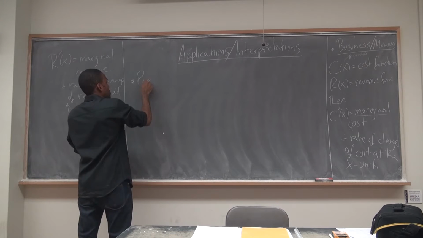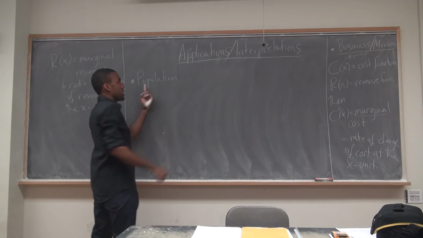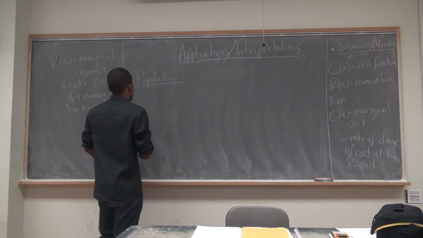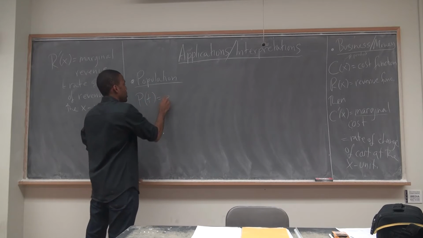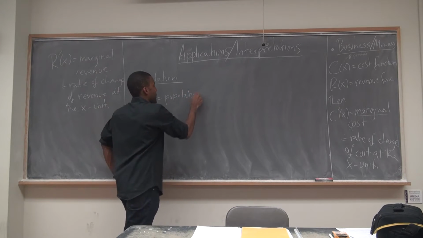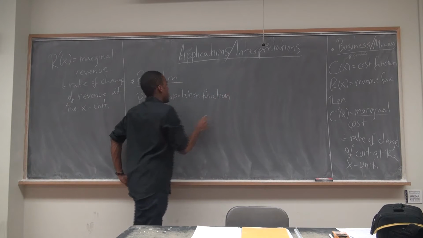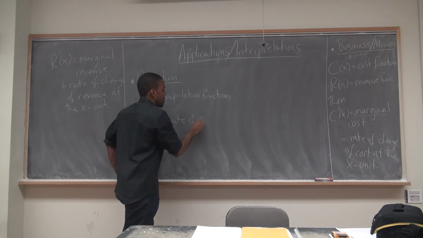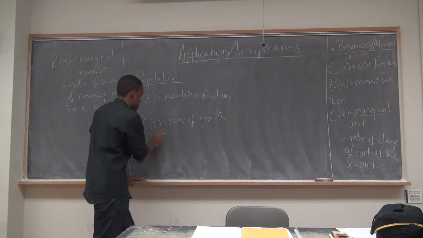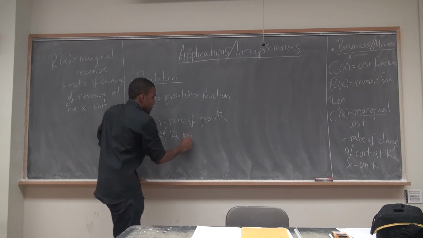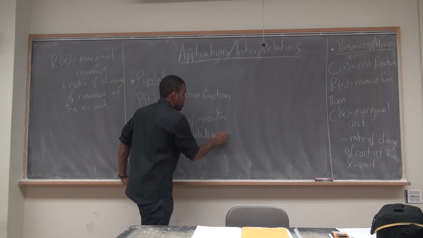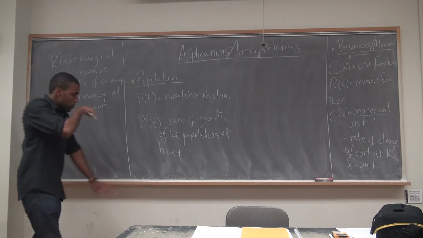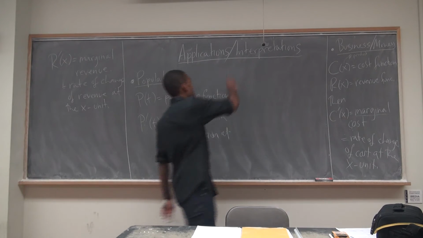Things like population. Now remember, these are usually described by exponential functions. We'll talk about derivatives of exponentials soon. But yeah, so if P of t is a population function, and P prime is the rate of growth of the population, it tells you how fast people are being added to the population proportionally.